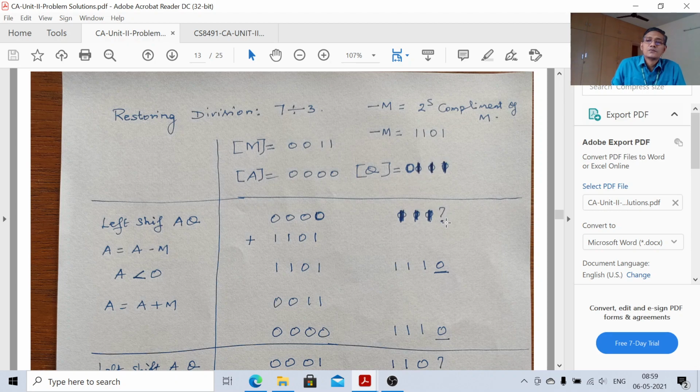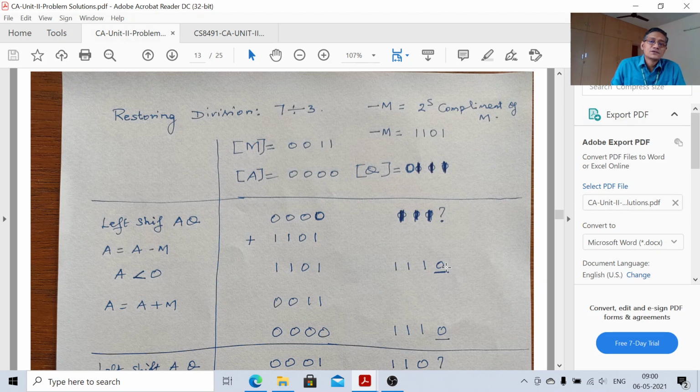Now the last bit, that is the LSB of AQ, we need to determine. How to determine? It depends on the value of A = A - M. We have already calculated minus M, which is 1101, so we add these two. The MSB is 1, so it shows that A is less than 0. If A is less than 0, what are we going to do? We are going to assign Q0 to 0. And what happened?